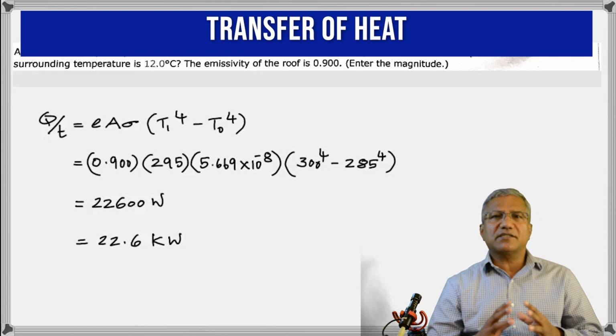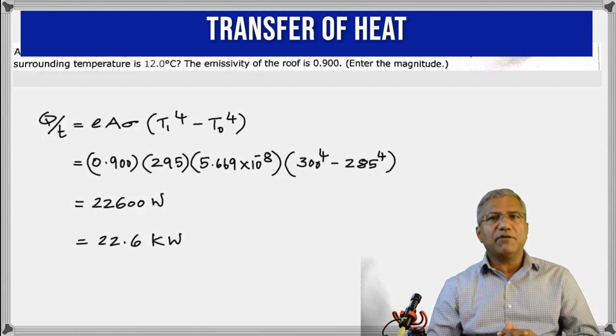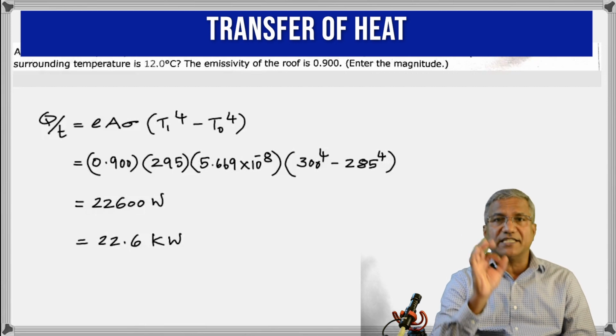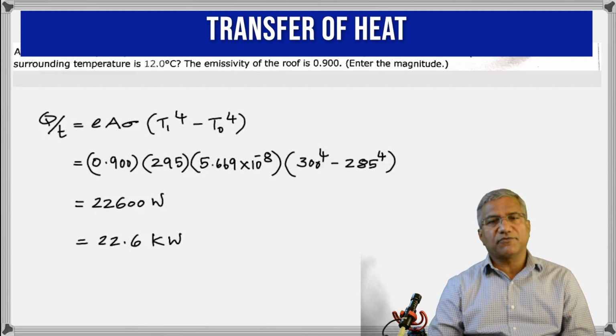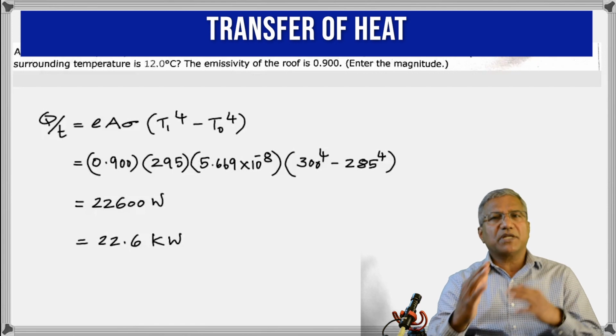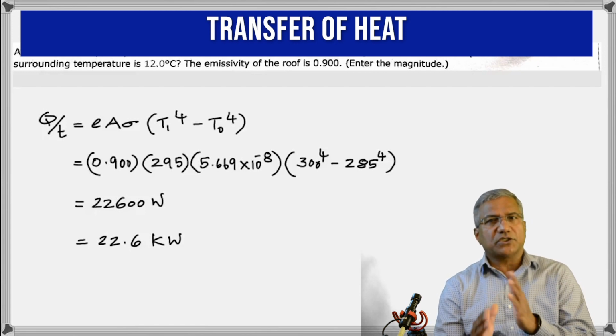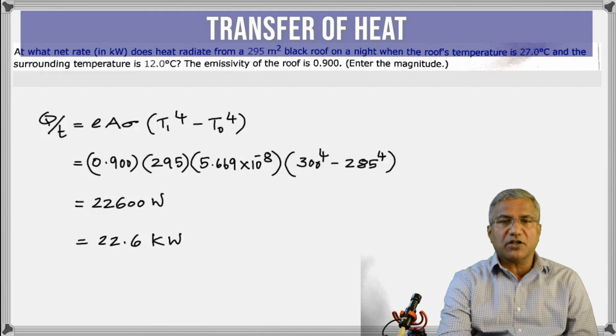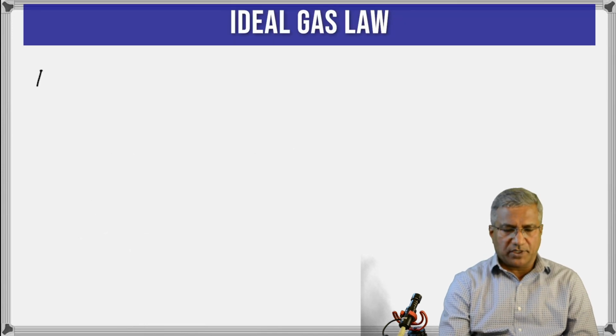So in some cases, the surrounding temperature will not be given. If it's not given, you don't have to worry about it. Just take T naught as 0, okay? 0 raised to 4 is 0. So if nothing is mentioned about the surrounding temperature, just leave that T naught as 0.